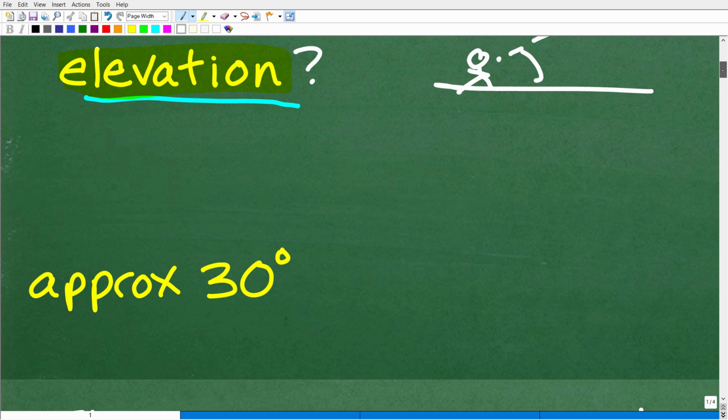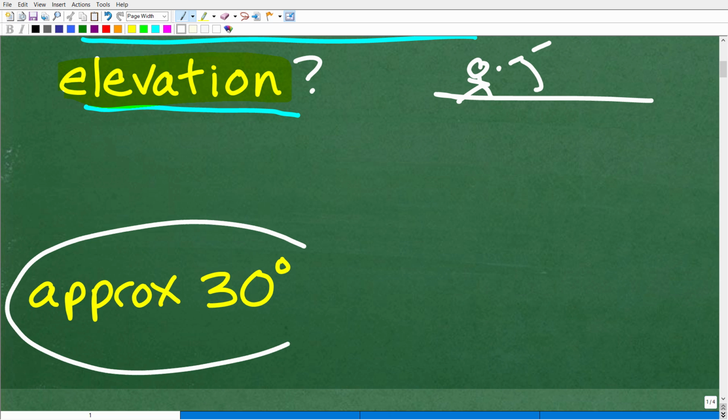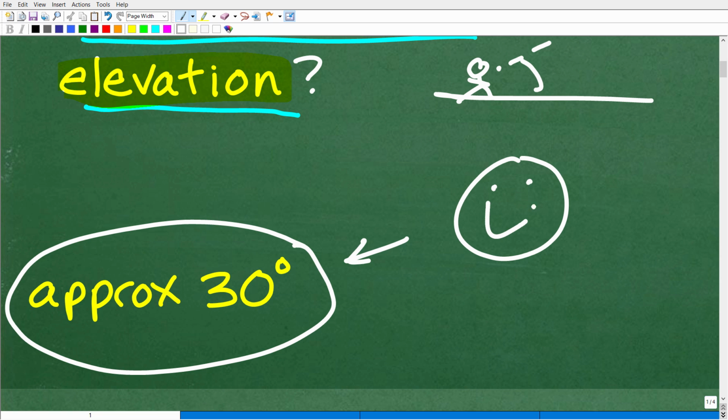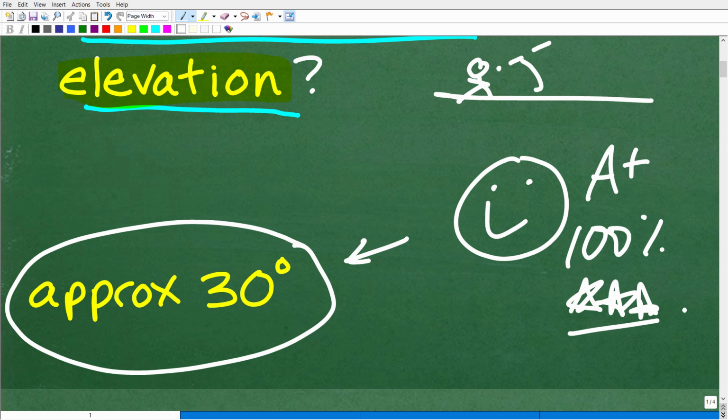Their answer is approximately 30 degrees. So if you got something like 29.7, 29.8, well, that tells me that in fact you did this problem right. And we have to celebrate by giving you a nice little happy face and A plus, a 100%, and multiple stars so you can brag to your friends and family that indeed you are a certified professional expert in the area of basic right angle trigonometry.